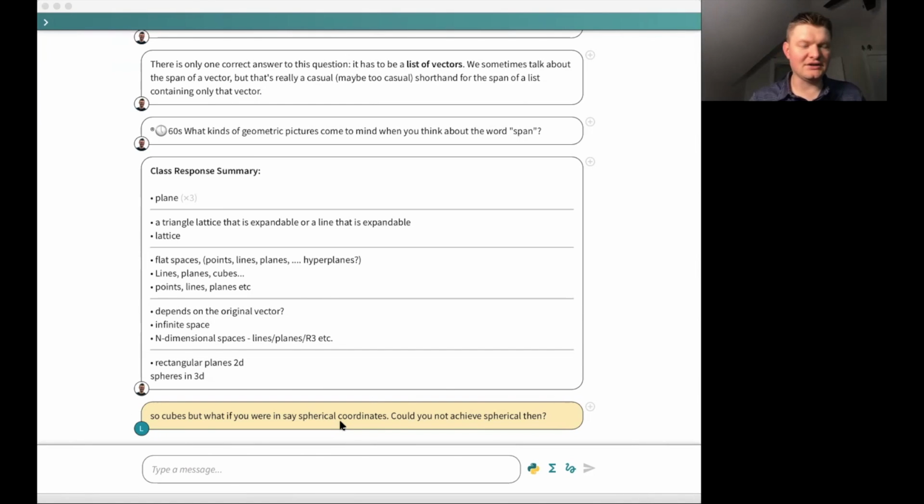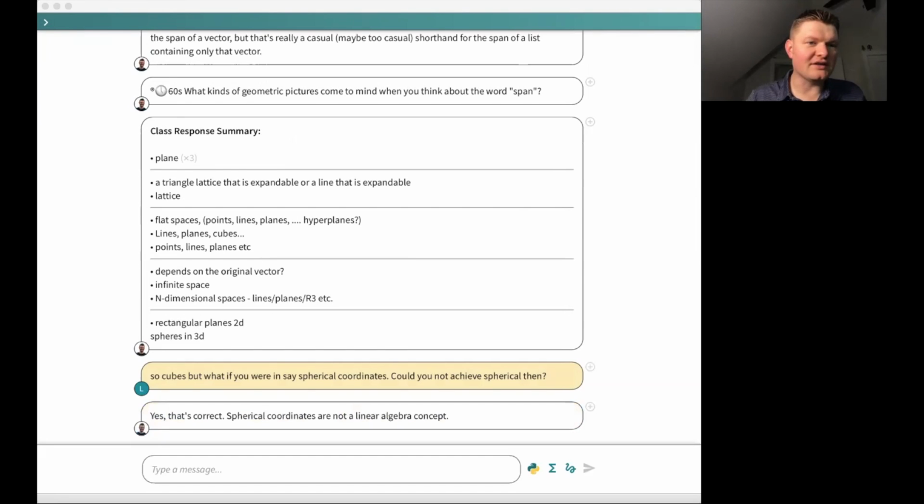When we talk about linear structure, we're specifically only using linear functions. So that's functions of the form constant times variable. That's it. If you think about spherical coordinates, the way that you have to map real numbers to a sphere in three-dimensional space involves trigonometric functions. Those functions are nonlinear. So the answer to your question is just yes, that's correct. Spherical coordinates are not a linear algebra concept, and it's because they involve nonlinear operations.